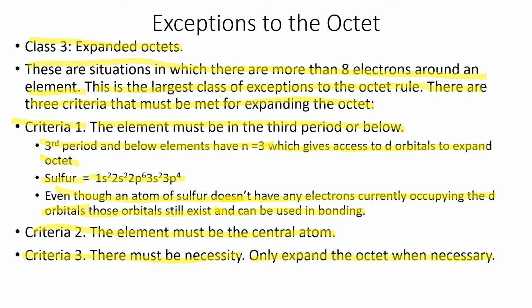We'll use a car example again. Your car may be able to go 110 miles per hour. That doesn't mean you necessarily want to drive your car at 110 miles an hour down the street. There should be a necessity to do that, a need to do that. So we're going to do multiple examples with this expanded octet because you see these happen fairly frequently.